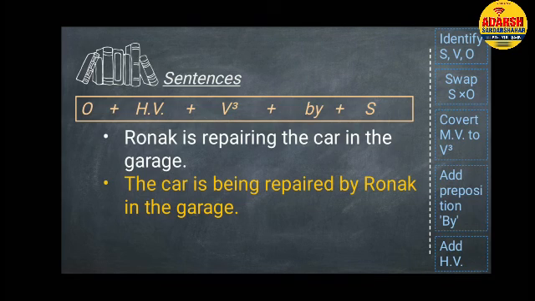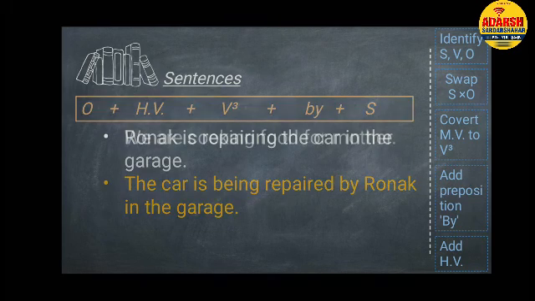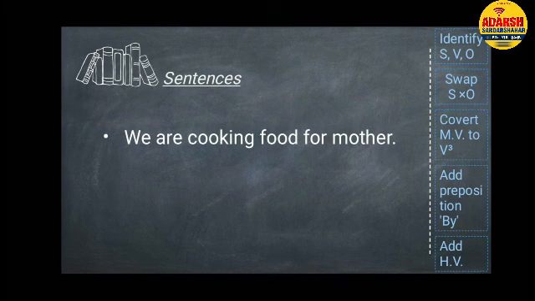Let's go towards the second sentence. Our second sentence is we are cooking food for mother. It is the same. This sentence is also in present continuous because here we used are plus verb's fourth form, which is cooking. So helping verb in present continuous is is/am/are plus verb's fourth form. So this sentence is present continuous. Now let us identify subject, verb and object.